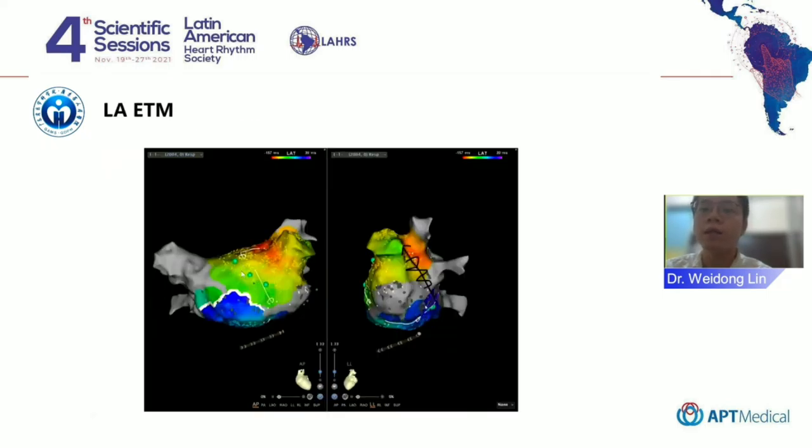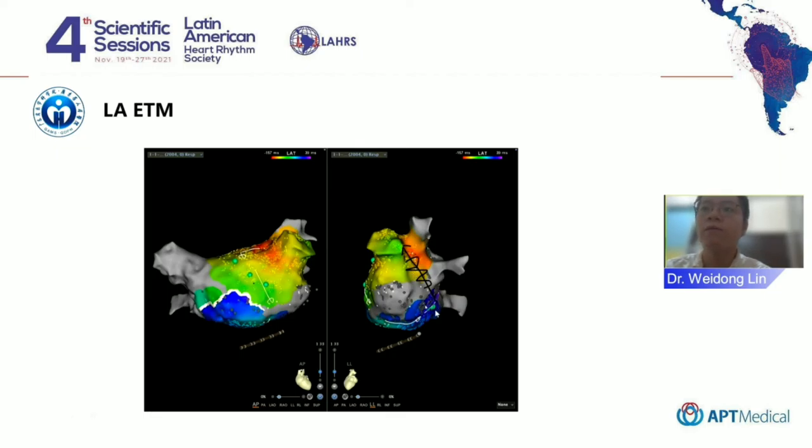So we can see that all the reentry activation goes from here and down from the anterior wall of the left atrium, and then around the mitral annulus, and then there is activation from here to here, but it's not from the endocardial, because the treatment at the endocardial is not good.